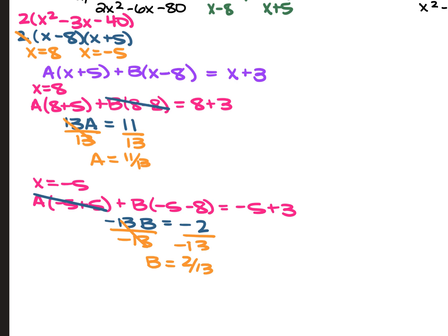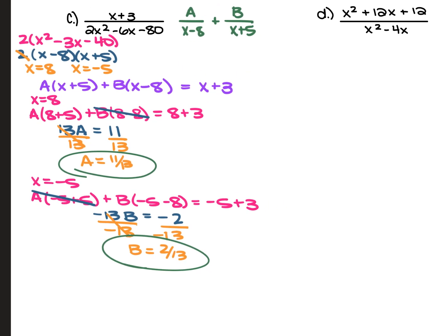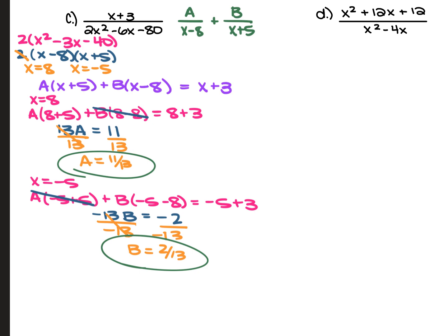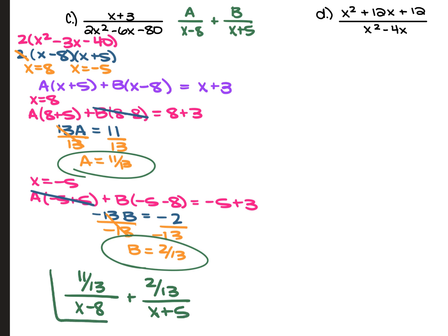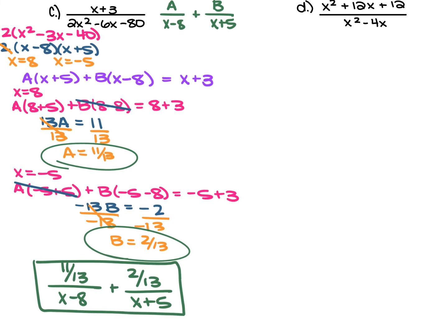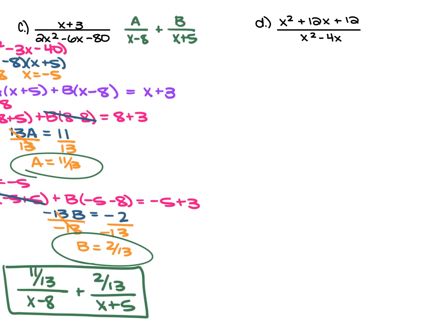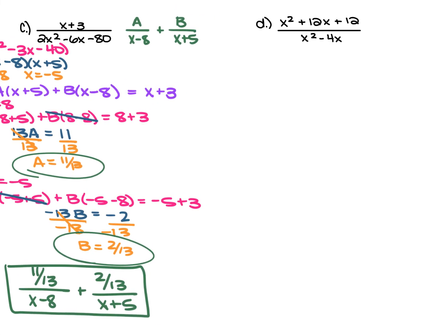So if your a is 11 over 13 and b is 2 over 13, your fraction is 11 over 13 all over x minus 8 plus 2 over 13 all over x plus 5. I want you to keep it in the fraction within a fraction form. I don't want you to simplify it any further. That's exactly how I want your answer to be if this is a quiz question later on down the road.